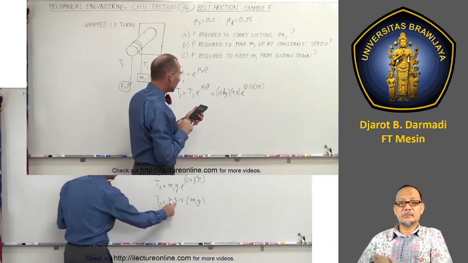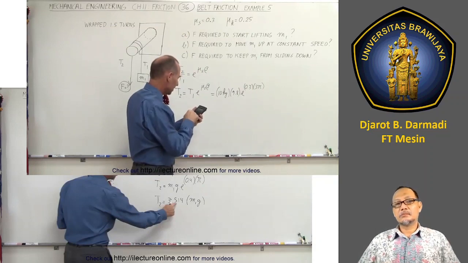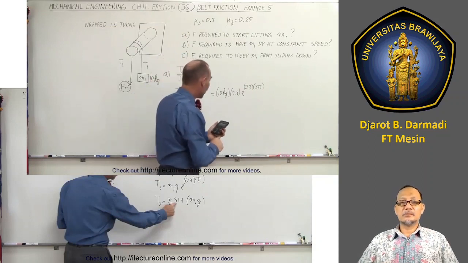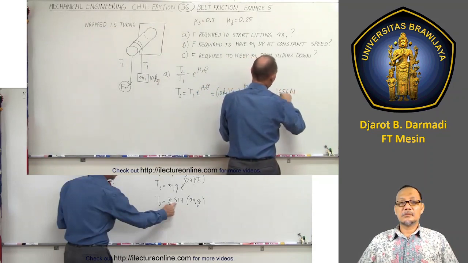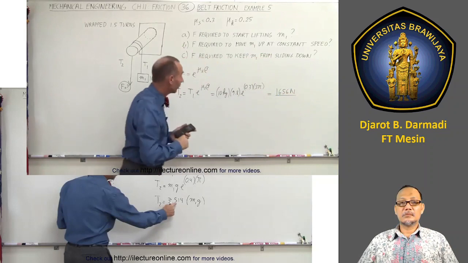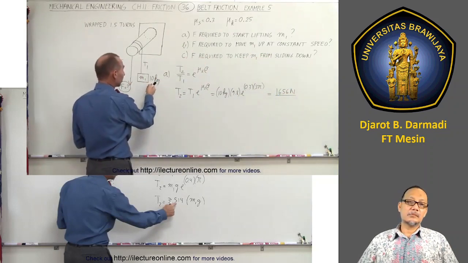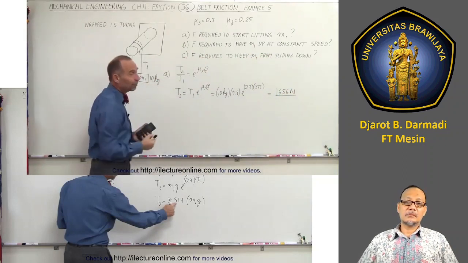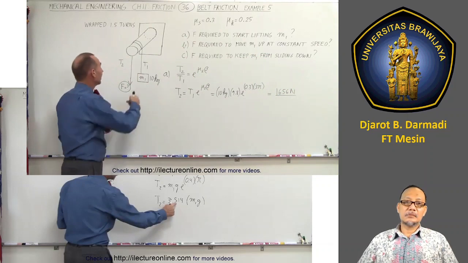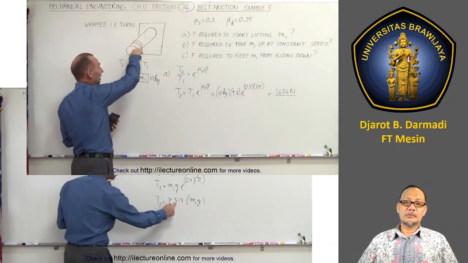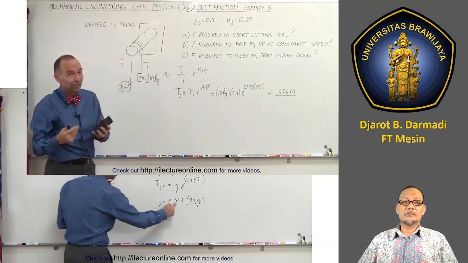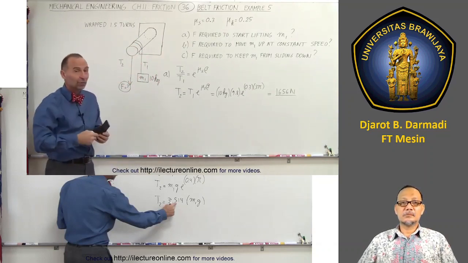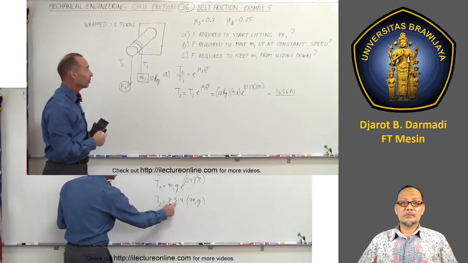Make that the exponent of e times 98, and that will require a force of 1,656 newtons. Notice that's quite a bit of force. With an object that only has a mass of 10 kilograms, it requires quite a bit of force to start moving it up if the rope is wrapped 1.5 times around the peg and the coefficient of static friction is 0.3. You can see the advantages of pulleys, which would eliminate that friction, of course.